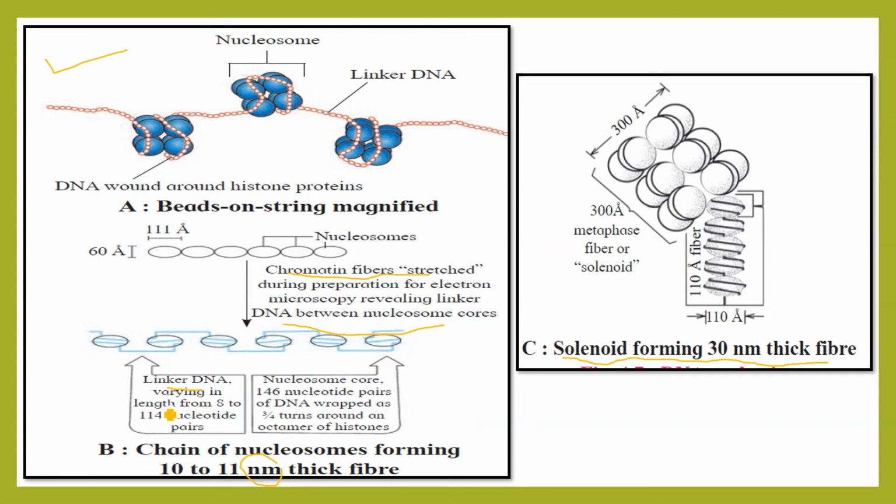Linker DNA varies in length from 8 to 114 nucleotide pairs, and the nucleosome core, that is the central part, has 146 nucleotide pairs of DNA wrapped as 3/4 turns around an octamer of histones. Clear? So this is the packing and the stabilized structure of the DNA around the nucleosome.